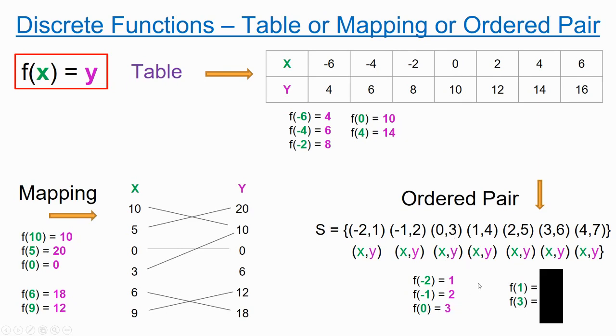Okay? So now I'm going to pause once again so that you can figure out what I get as an output when I input a 1 and what is f of 3. Okay, we're back. And the answers are f of 1 is 4. So if I input a 1, I get an output of 4. And if I input a 3 into the function, it outputs a 6. And so that's how we handle ordered pairs.